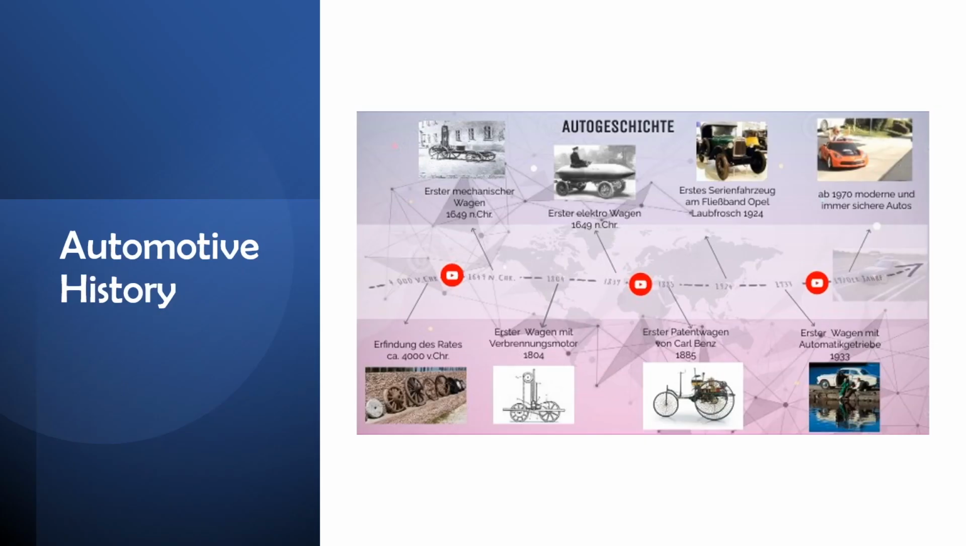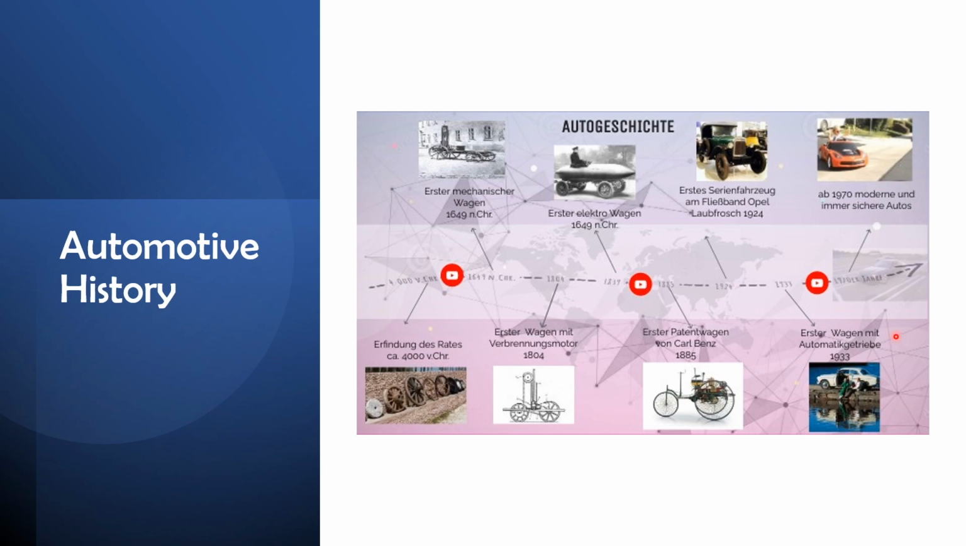The first wheel was invented 4000 before Christ. In 1649, the first mechanical car was built. One of the biggest milestones was reached in 1804 with the first vehicle with a combustion engine. In 1839, the first electric car was invented. Carl Benz created the first planetary car in 1885. Opel started producing the first car on an assembly line in 1924.